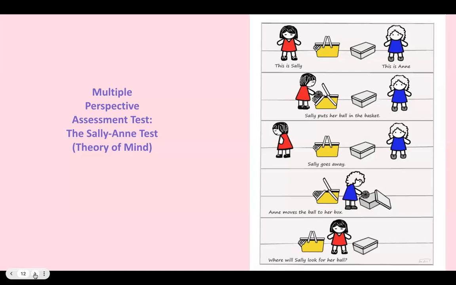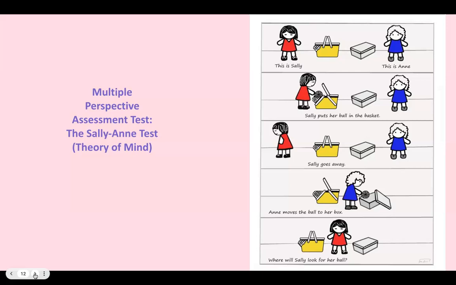Now, if I was able to hear all of you, you would say, okay, well, Sally left and then came back, so she still thinks it's in the basket where she left it, right? Well, an individual with autism may say the box, because they think that Sally knows everything they know. And since they're reading the comic, they know that the ball is actually in the box because of Anne putting it in there.